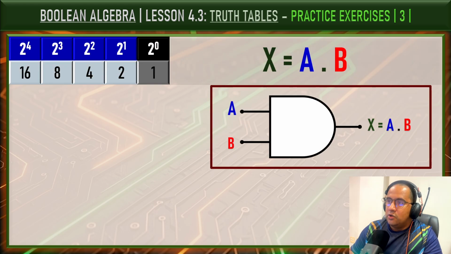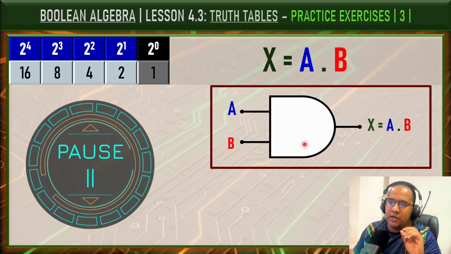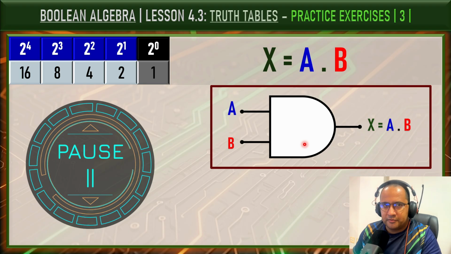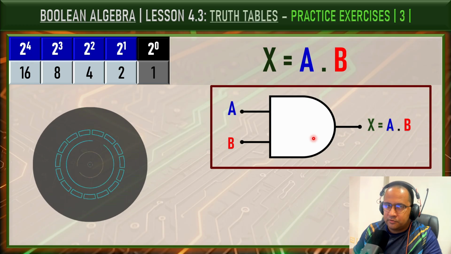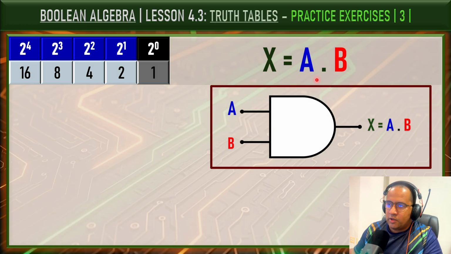This time, we have a logical AND operation involving two input variables. As we can see, the logical expression is A times B. And below, we have its equivalent logic circuit implemented with an AND gate. Pause the video and try to solve this exercise by yourself. As always, the first step is to identify the number of input variables. In this expression, we have two input variables, A and B.